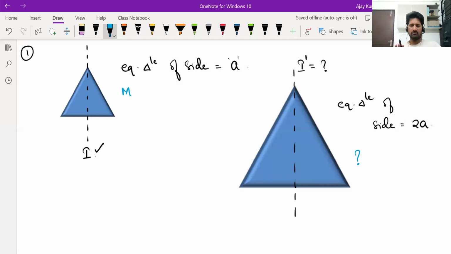All of you, I want answers from all of you. Type your answer in chat within 1 minute. If the small triangle's mass is m, what do you think is the mass of the bigger triangle? I want answers from all of you. Think carefully and give some answer by 1 minute.